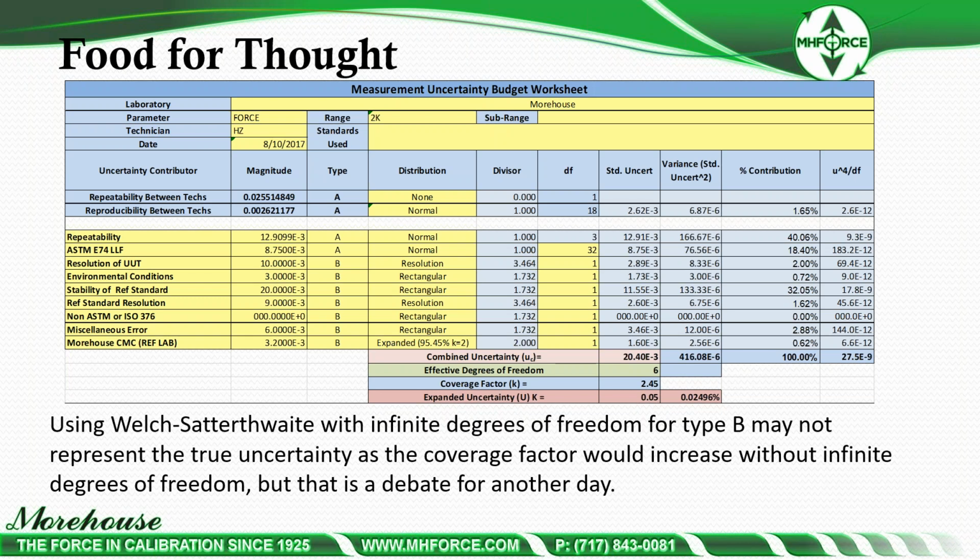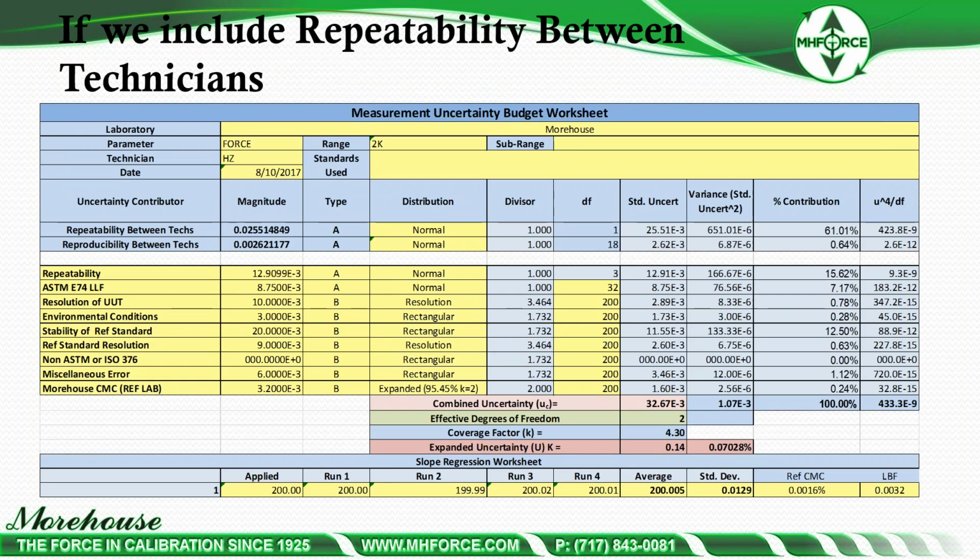There's some additional things to consider depending on who's listening to this topic. Using Welch-Satterthwaite with infinite degrees of freedom for type B may not represent the true uncertainty, as the coverage factor would increase without infinite degrees of freedom. But that's a debate. We're getting into the really nitty-gritty that certain people will want to debate. And what that does is raise your coverage factor. If you take away the degrees of freedom, you end up with a slightly higher coverage factor.